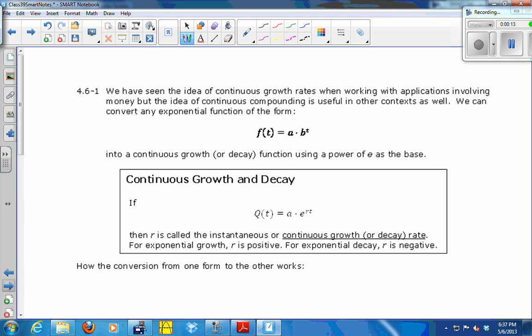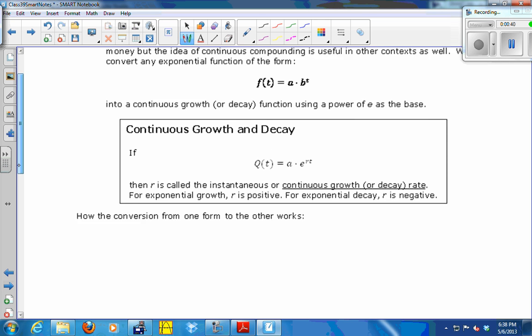Okay, so we've seen the idea of continuous growth rate when we were talking about money. You can either compound a finite number of times per year, which is the formula P times (1 plus r over n) to the nt, or we can use continuous compounding, where you compound an infinite number of times over the year. So this idea of continuous compounding can be useful in other contexts as well.